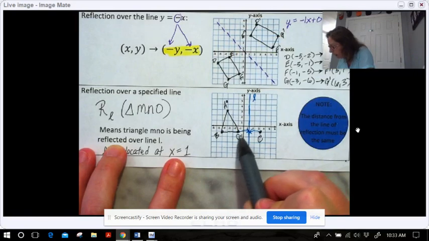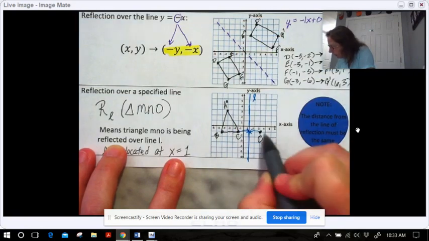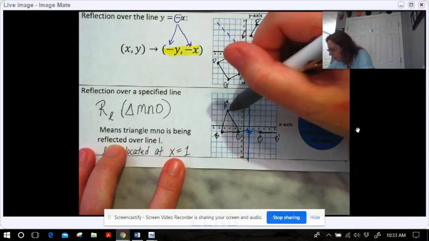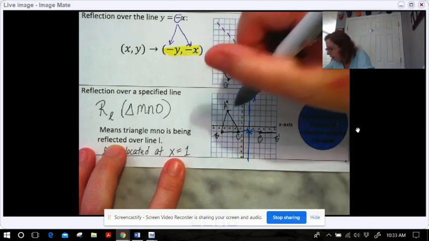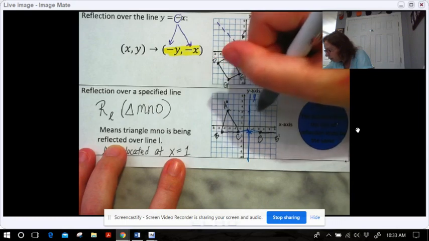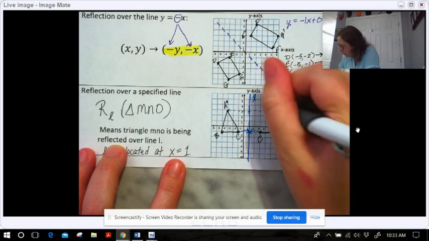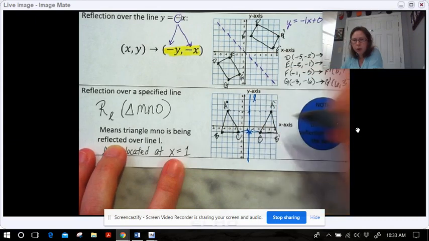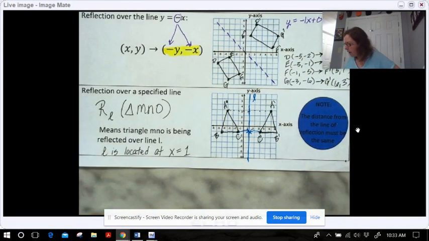Now let's do B prime. So 1, 2, 3 on the other side will be B prime. And then A, how far away is A from line L? It is 1, 2, 3, 4 spaces. So I need to go 1, 2, 3, 4 spaces. Okay. And that is how I reflect over a specific line that they give me.